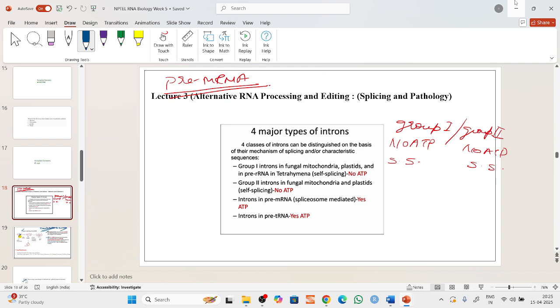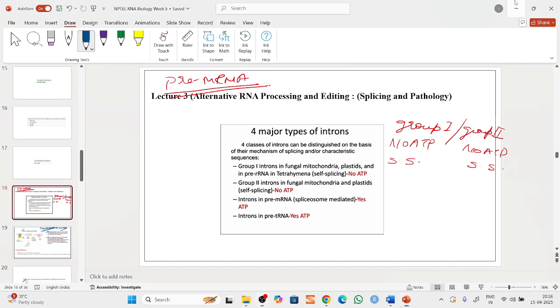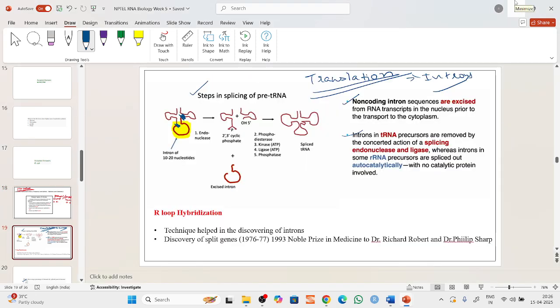Then what are the four different types of introns? Group 1 introns, group 2 introns, introns in pre-mRNA, introns in pre-tRNA. Group 1 and group 2 introns are self-splicing introns, which do not require ATP. Introns present in pre-mRNA require the spliceosome as the machinery to splice them, and hence they require ATP. Introns present in tRNA do not require a spliceosome, but still require some other kinds of enzymes, and because they require those enzymes, they require ATP.